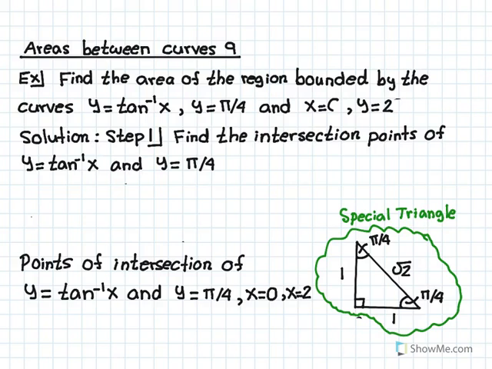In this video, we're going to look at another example of areas between curves. The question here is to find the area of the region bounded by the curves y equals arctangent x, tan⁻¹x, y equals pi over 4, x equals 0, y equals 2.